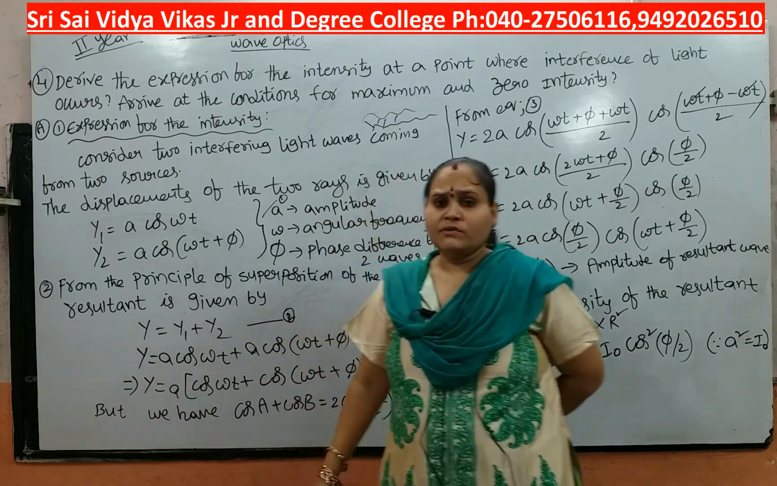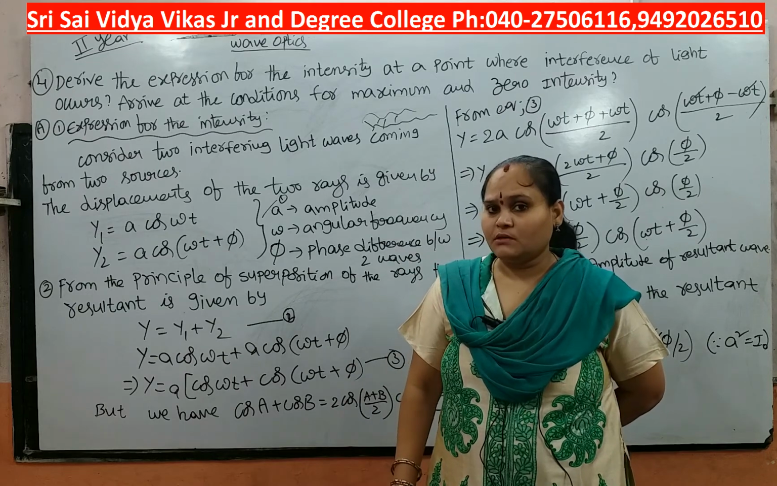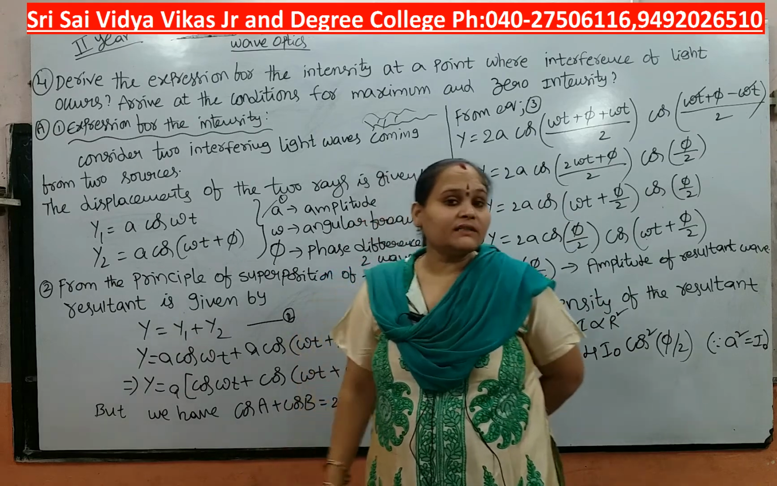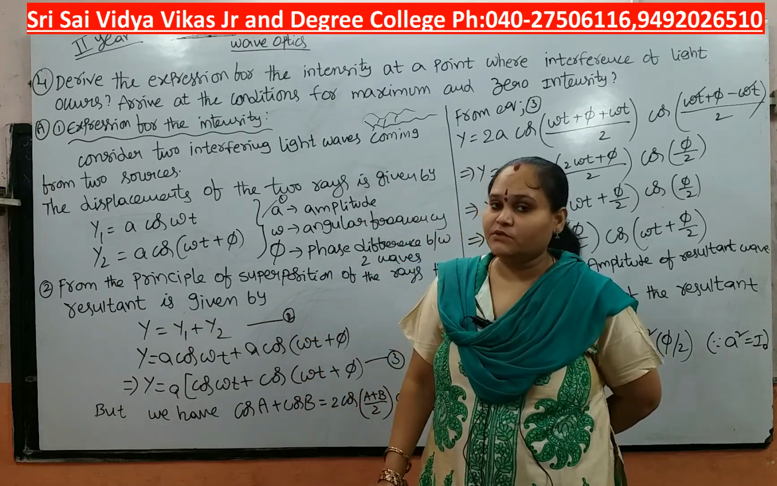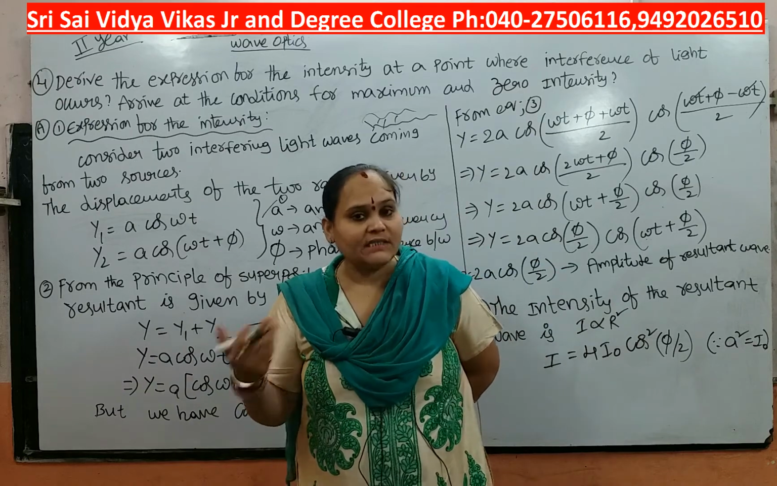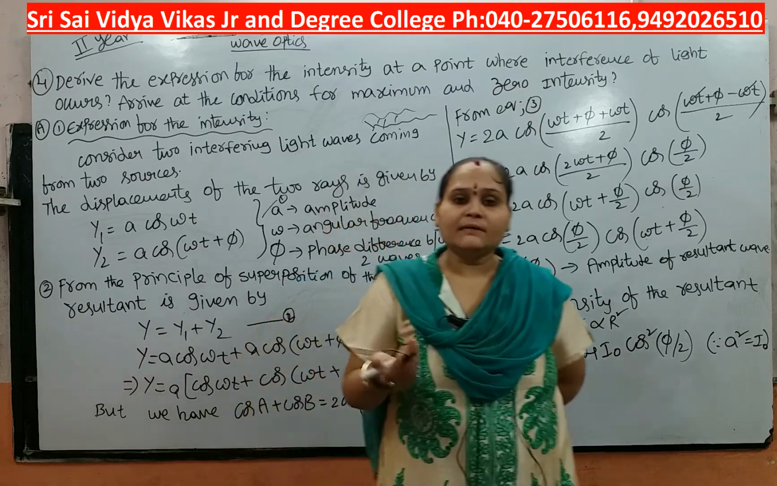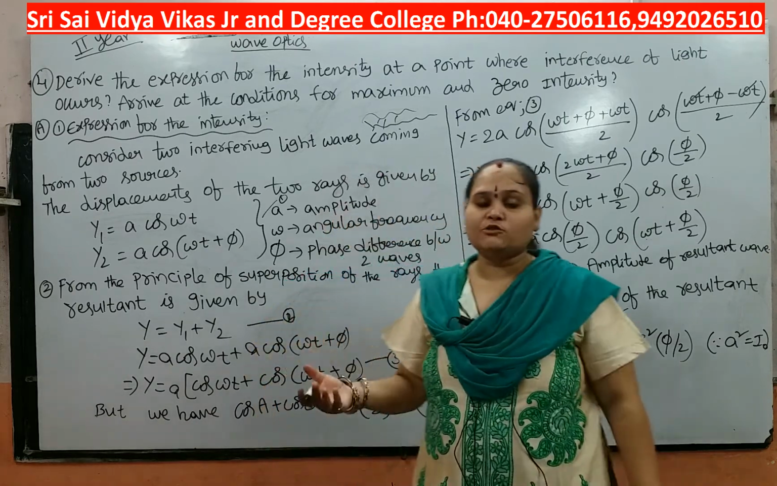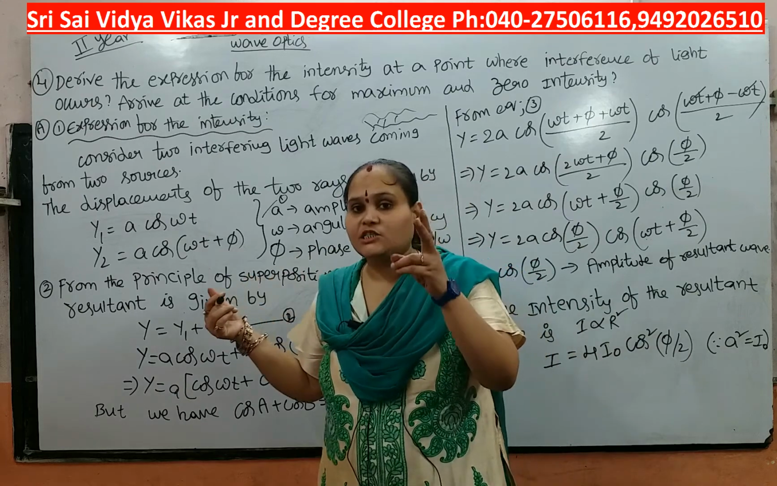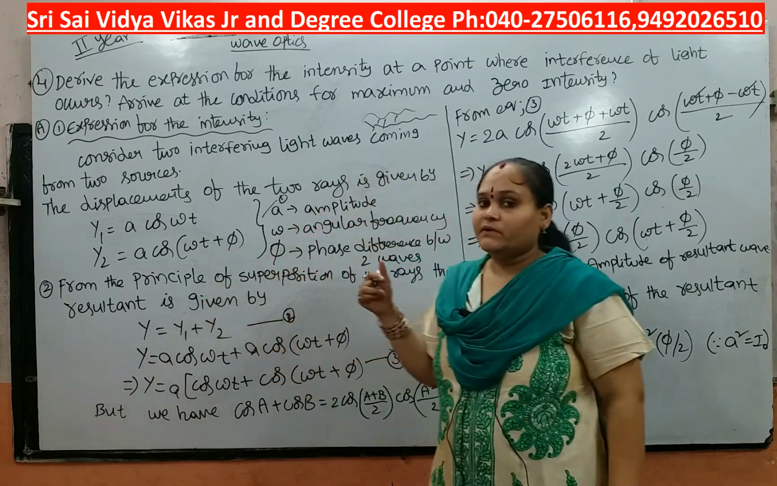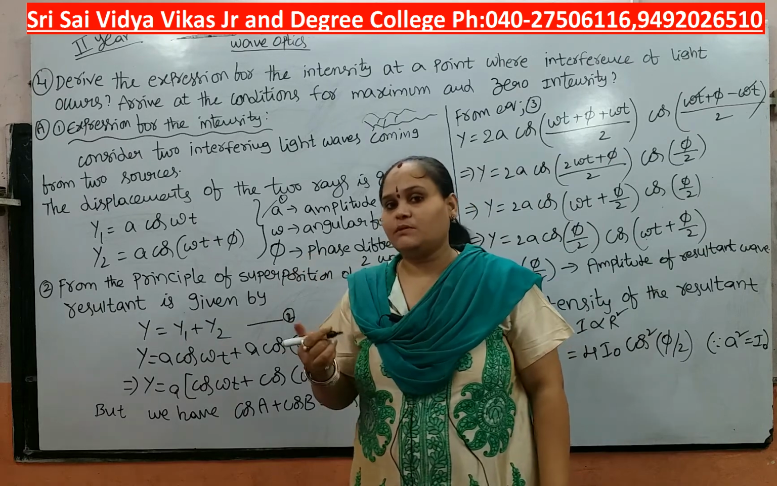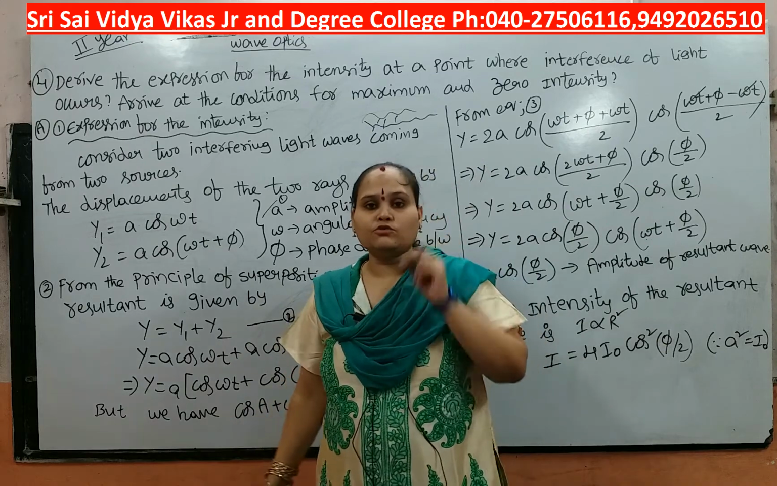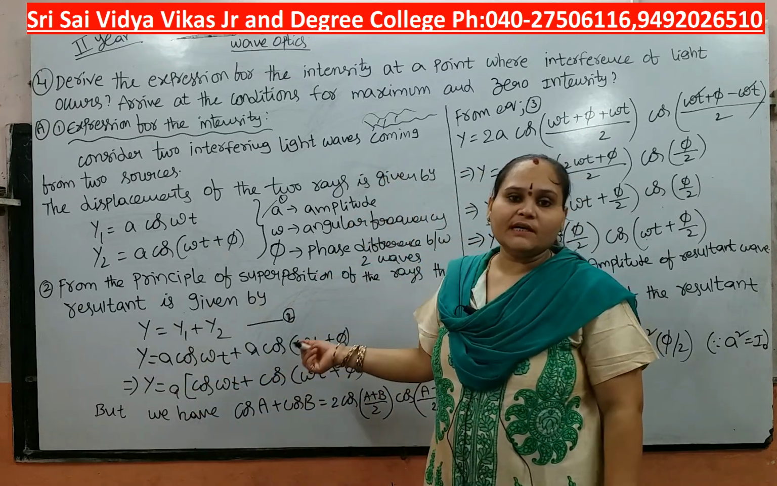We know the superposition principle. From the principle of superposition of the waves, the resultant displacement is given by the sum of the individual displacements. For example, if we consider n waves, the resultant displacement will be y equal to y1 plus y2 and so on up to yn. But here we are considering just two waves. We will discuss the resultant displacement for n waves and for two waves in the wave optics chapter. So here we are using just two sources, and the resultant displacement y will be equal to y1 plus y2.